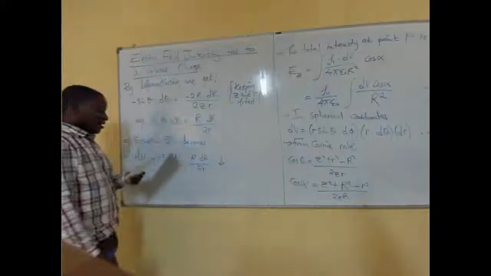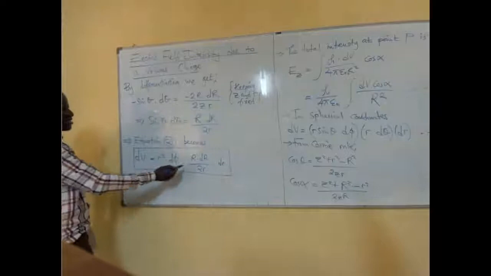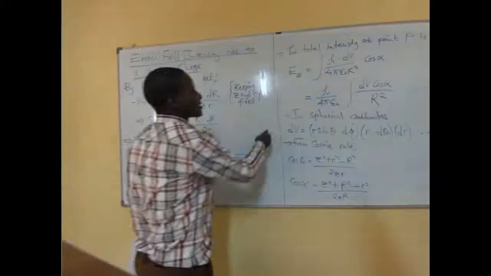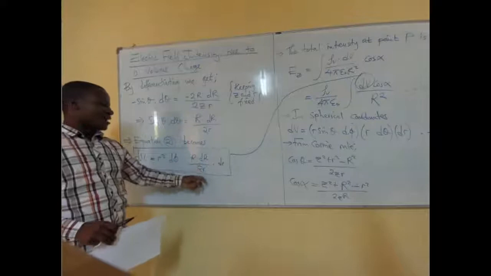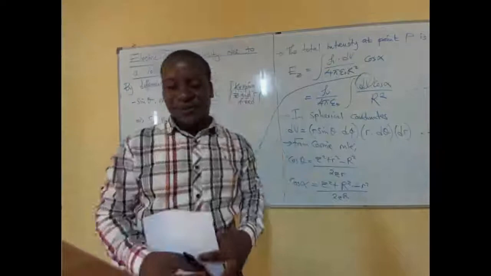Now that we have found the explicit expression of dV, the right-hand side of this equation is what we now plug into equation one. Then we continue with our integral. So all this must come now and replace this component here. That is our dV. This r squared d phi multiplied by R dR over 2zr, all this must come into this integral. Then from there we can find our final solution that we are looking for. Okay, let's continue.